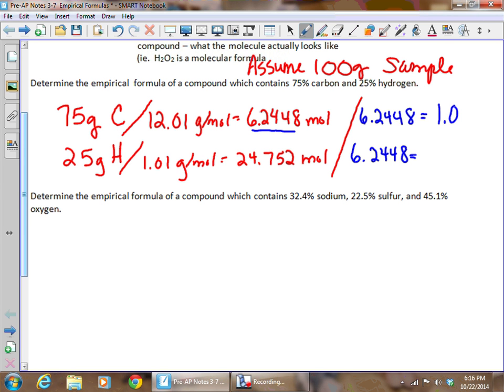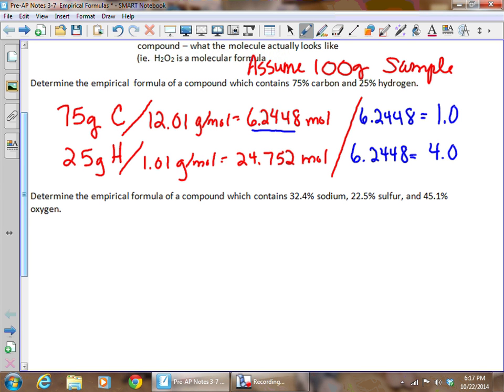You can't round these values, and you'll see why in a little bit, but you want to carry them out one place past to see that they are even whole numbers. If they're not, we've got another step to look at here in just a little bit. But if we divide the 24.752 by 6.2448, we get 4.0. What does that mean? That means we have a ratio of 1 carbon for every 4 hydrogens.